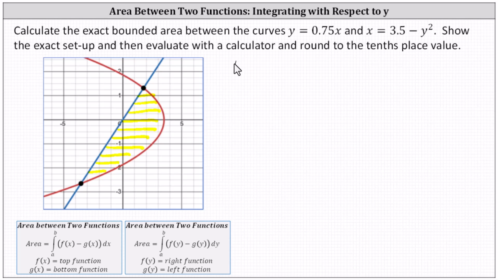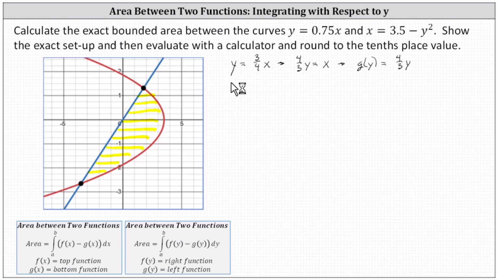Let's begin with y equals 0.75x, which is equivalent to 3/4 x. To write this as a function of y, we need to solve for x by multiplying both sides by the reciprocal of 3/4, which is 4/3. Multiplying both sides by 4/3, we have 4/3 y equals x. And now we do have this expressed as a function of y. This is the line, which is on the left. Let's go ahead and call this function g of y. We now know that g of y is equal to 4/3 y.